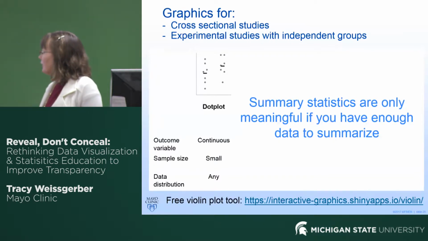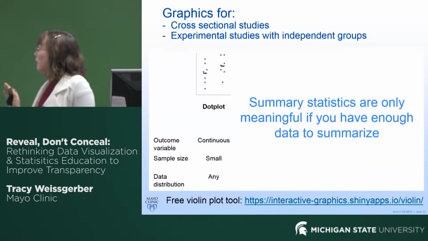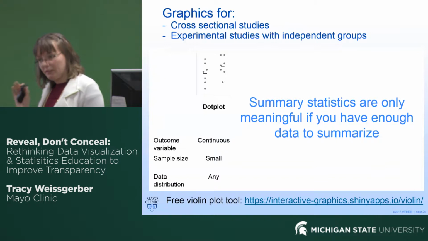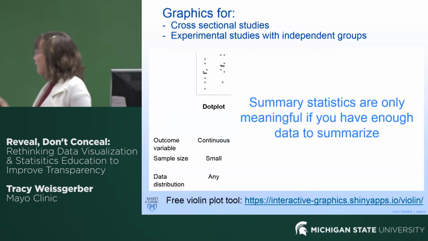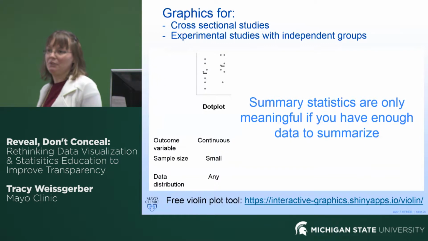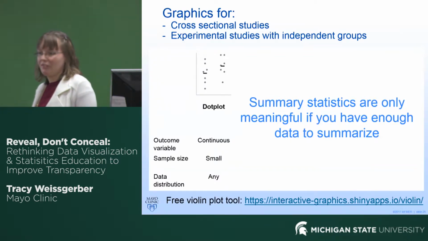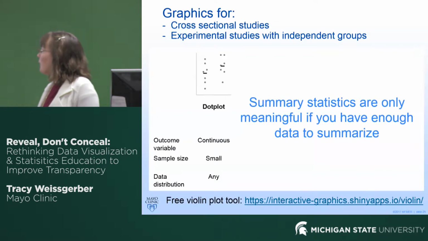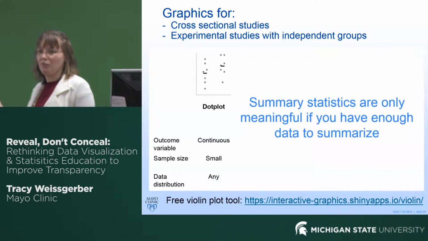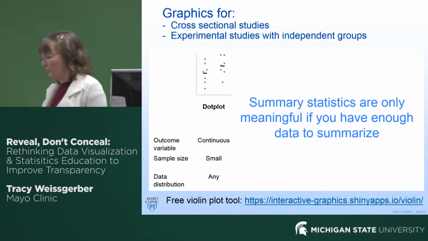So assuming that we have a continuous outcome variable and a small sample size, so less than my arbitrary number, which is going to be 15. It's an arbitrary number, full disclosure. So in this case, you are going to use a dot plot. Why? As we've just seen with the simulator, summary statistics are only meaningful when you have enough data to summarize. When your data sets are really small, those summary statistics can't be accurate. So it's best to simply show, this is my actual data, these are the points, these are the observations that I had.